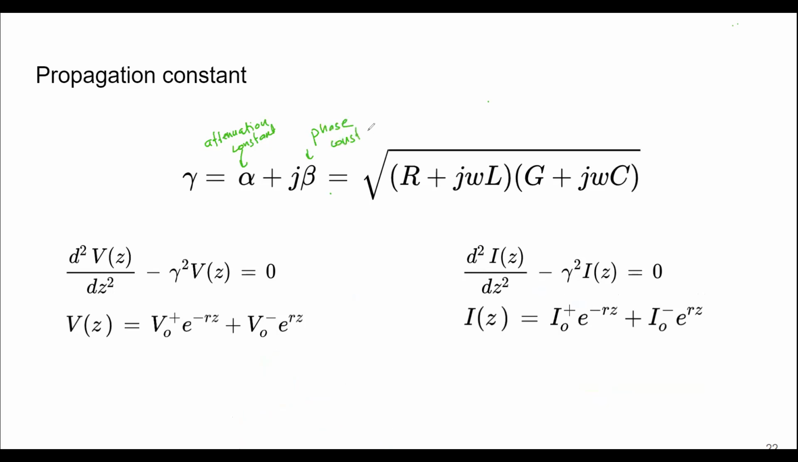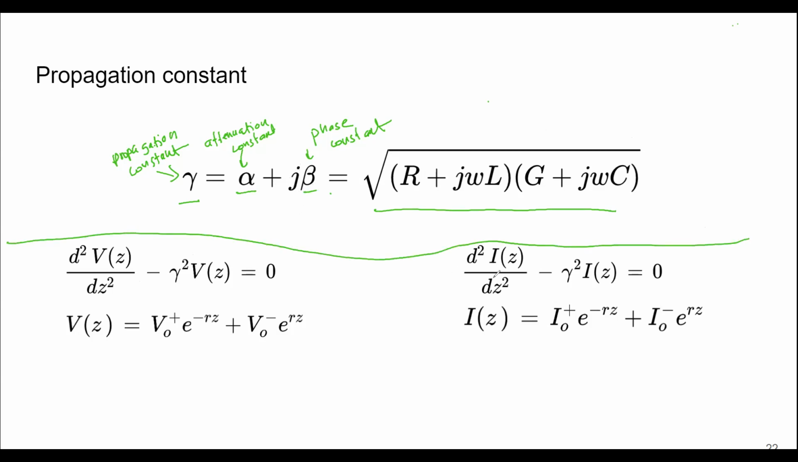So gamma, which is defined as the propagation constant, can be represented as a complex number, right? It has a real part and an imaginary part. The real part is given by the attenuation constant. The imaginary part is given by the phase constant. It is also represented using the square root of (R plus j omega L) times (G plus j omega C). Right, so that is all about the gamma parameter.